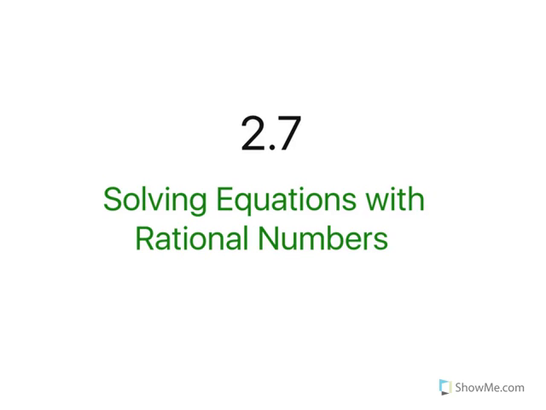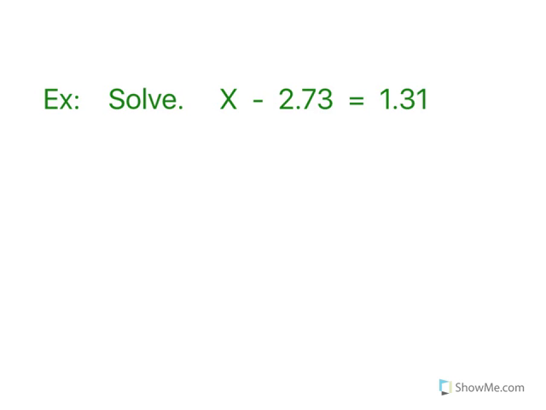This lesson is on chapter 2-7, titled Solving Equations with Rational Numbers. I'm going to go right into solving examples here, but what I always want you to think about is getting the variable by itself and always doing the opposite operation in order to solve for that unknown variable.